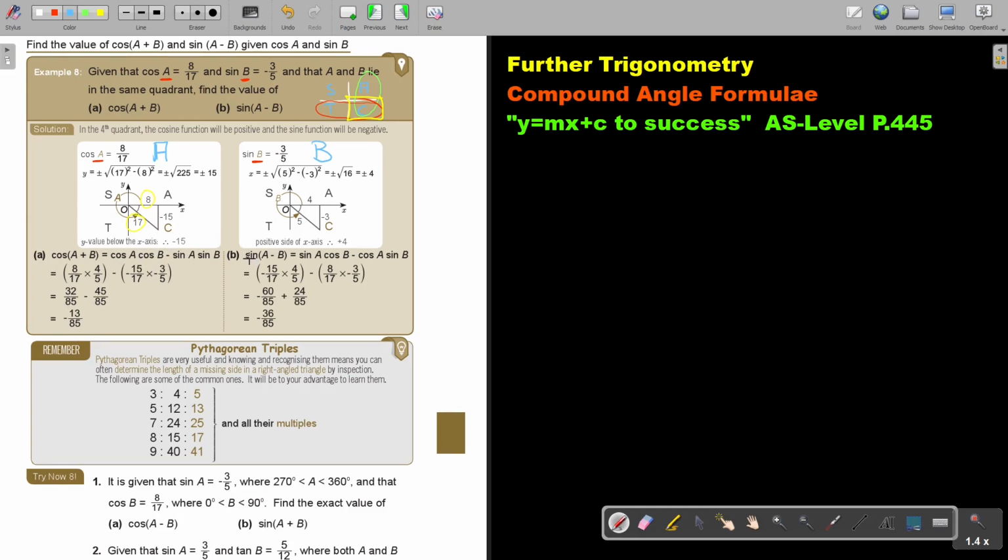Don't forget, now I'm bringing back the sin. Can you remember sin? The signs will be the same, but then it's sin A cos B plus cos A sin B. Please go to your formula sheet also to recall that. As soon as I see sin A, I go to my A triangle. Sin is opposite over hypotenuse, and that's where I come to that one. Then I just multiply and find my answers.